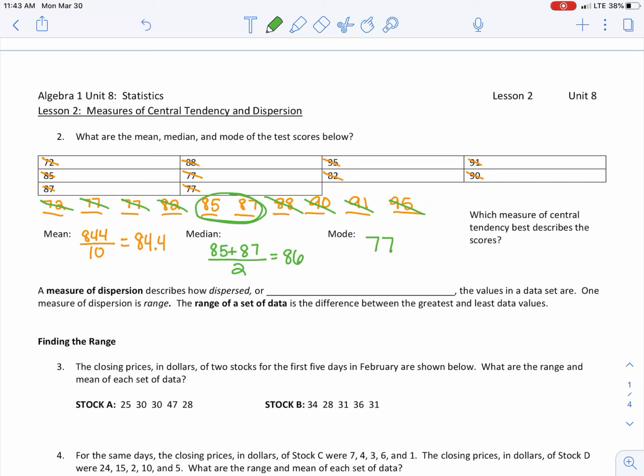With this data, it asks which measure of central tendency best describes the scores. If you look, we really don't have an outlier here. We don't have a number that just stands out as really, really little or really, really big. So we can go ahead and say that the mean is going to best describe this because we don't have an outlier.